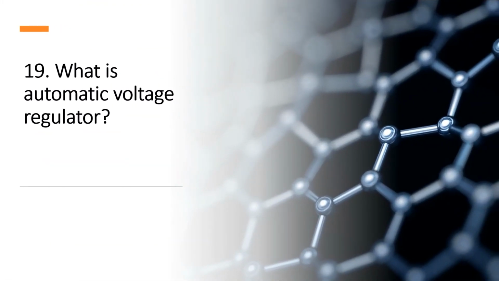What is an automatic voltage regulator, AVR? AVR is an abbreviation for automatic voltage regulator. It is the central part of synchronous generators. It controls the output voltage of the generator by controlling its excitation current. Thus, it can direct the reactive output power of the generator.